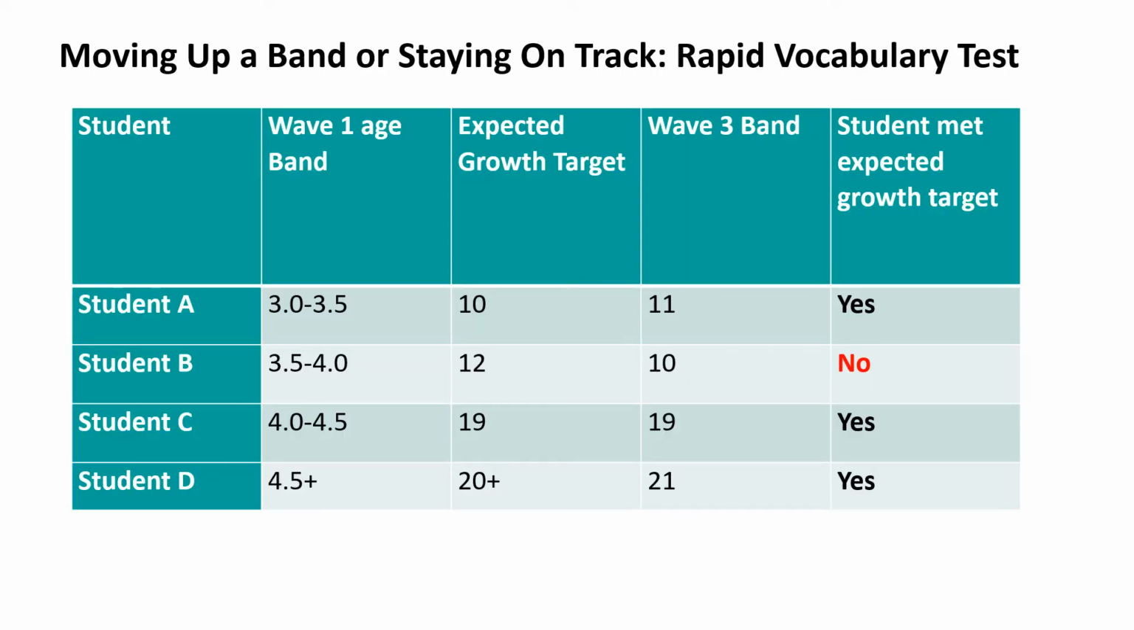In this table, you can see 4 students, 1 in each of the 4 age bands identified on the circle benchmarks. Based on their age band, expected growth can be defined as being on track by the end of the year for their respective age band.